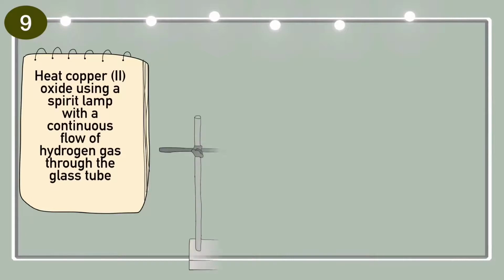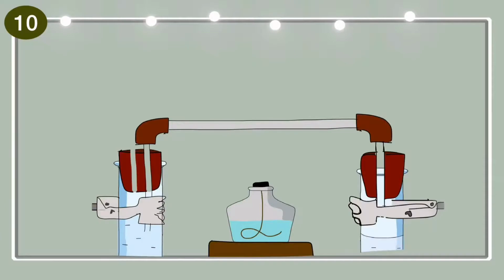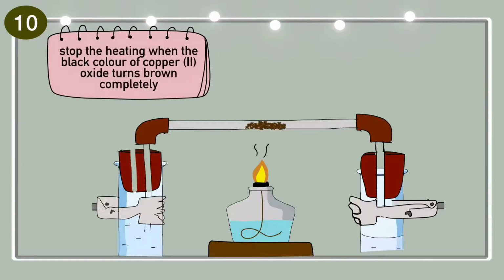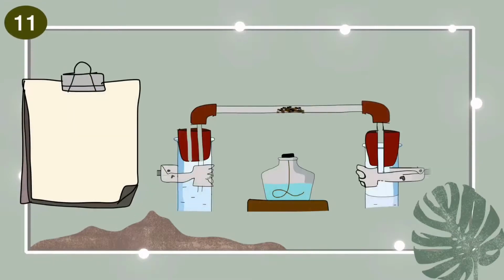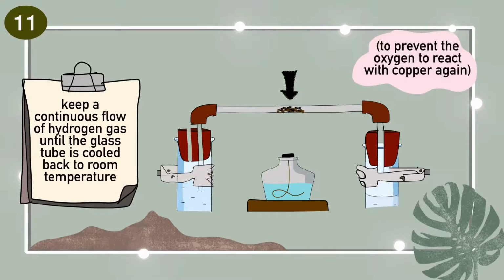For the heating process of the copper oxide, step 9, we need to use a spirit lamp with a continuous flow of hydrogen gas through the glass tube. When the black color of copper oxide turns brown completely, we must stop the heating. After that, keep a continuous flow of hydrogen gas until the glass tube is cooled back to room temperature so that we can prevent the oxygen from reacting with copper again.